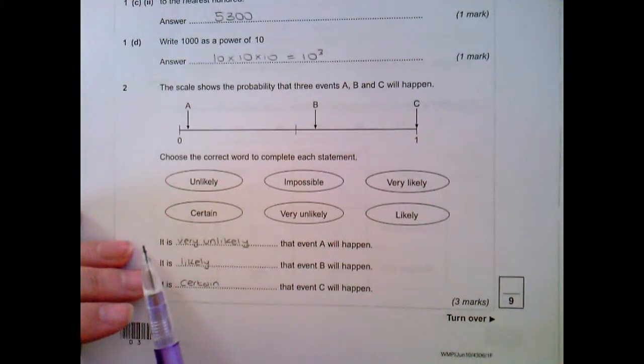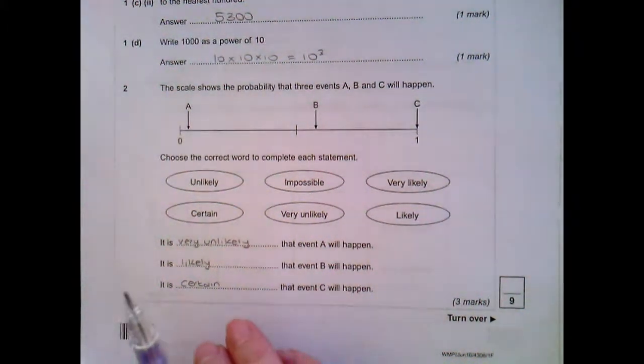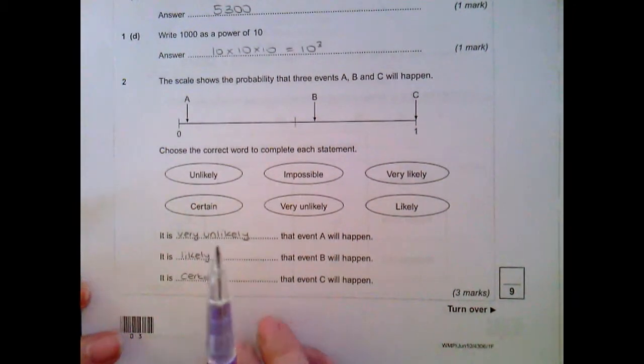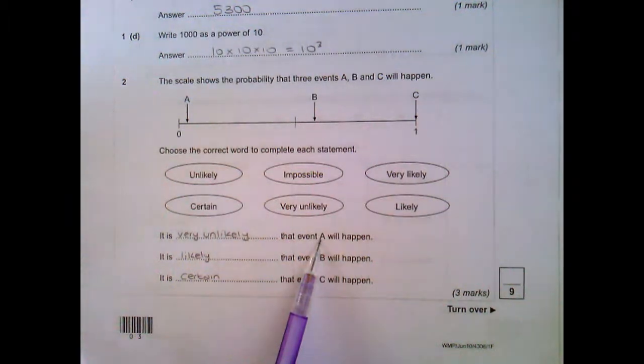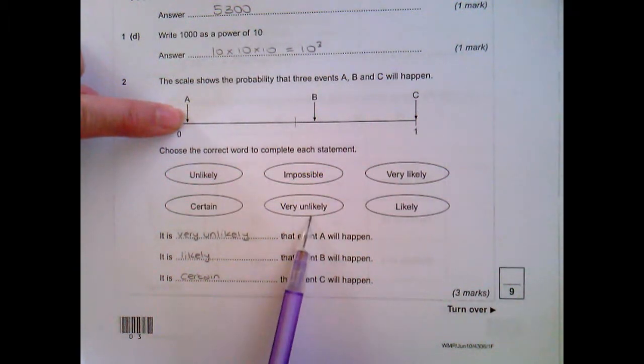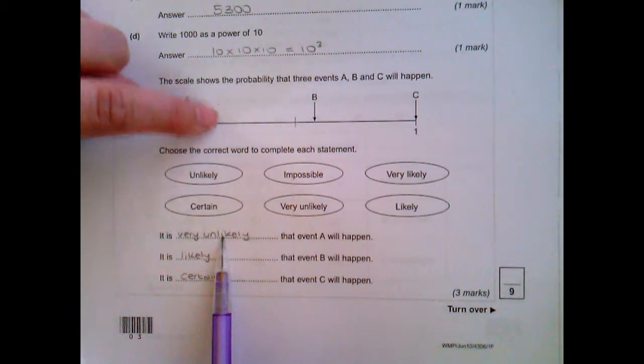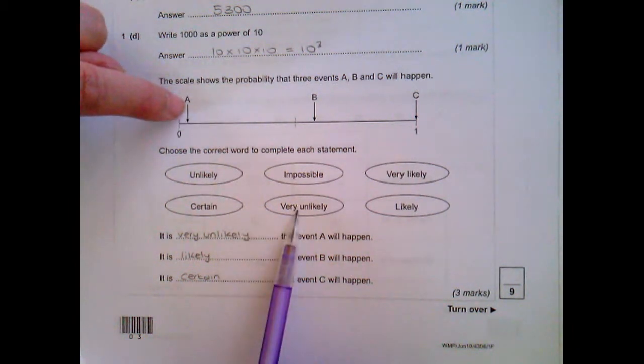Number 2, the scale shows the probability that 3 events A, B and C will happen. Choose the correct word to complete each statement. So event A, it would be very unlikely that it would happen. Unlikely would maybe be about here somewhere. So that would be very unlikely.